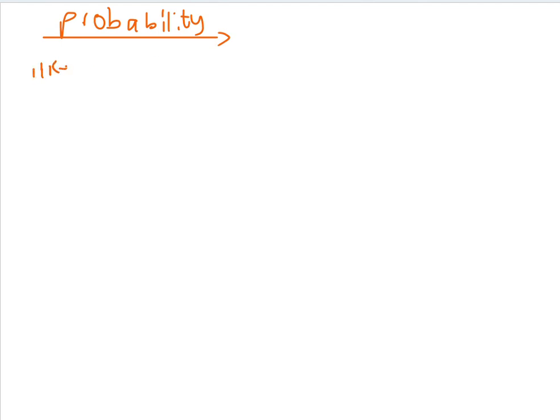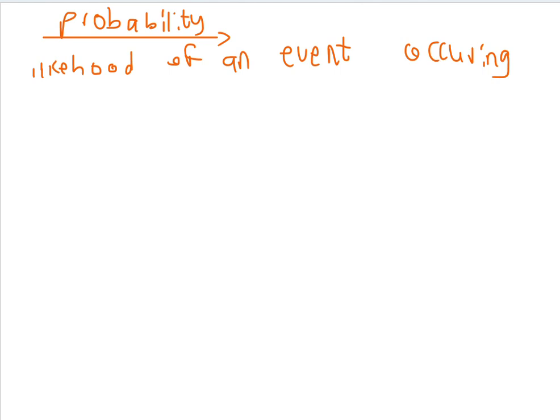These are the terms which we need. The likelihood of what? Of an event occurring. You can think of occurring as happening. So I've stated two important points here: the likelihood, event, occurring.